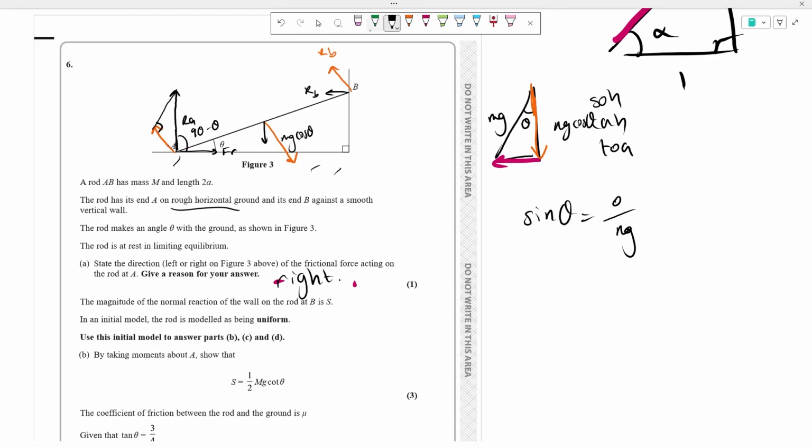Therefore, this angle here must be 90, which makes this angle theta. Okay, you can try doing an assumption. Usually you will be right, but that's the actual proof behind it.